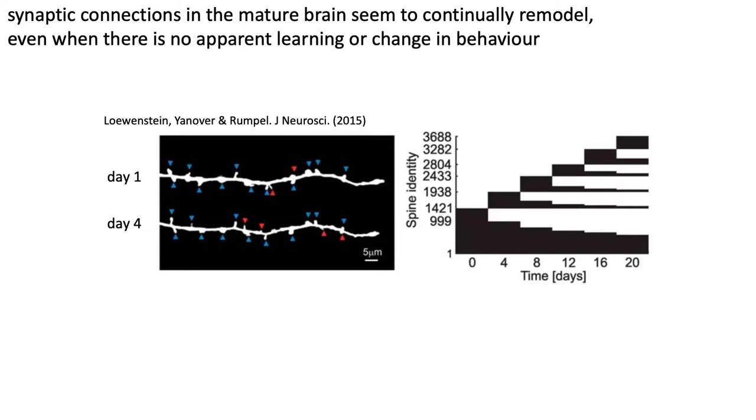Here's a summary of this data. When the spines are actually tracked and labeled over around 2 weeks, something like half of the original population remains, and this is continually replenished on each day by new dendritic spines, synaptic connections coming in and taking the place. So this is quite a lot of flux over the course of a few weeks. Enough flux to be a problem.